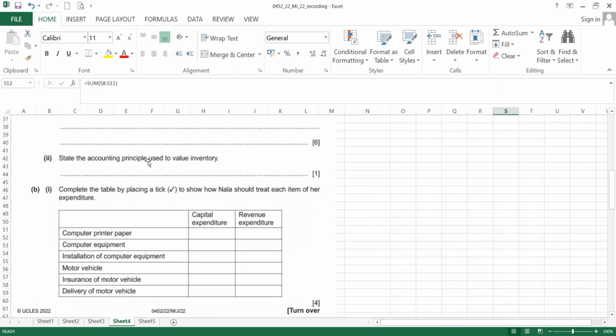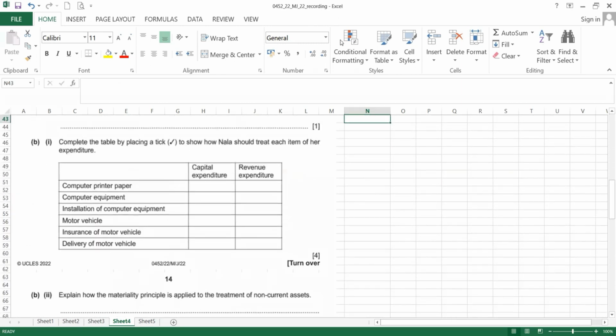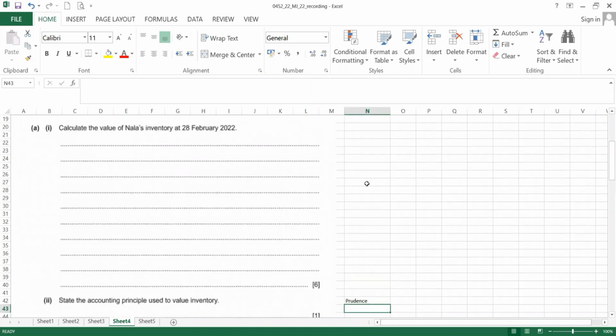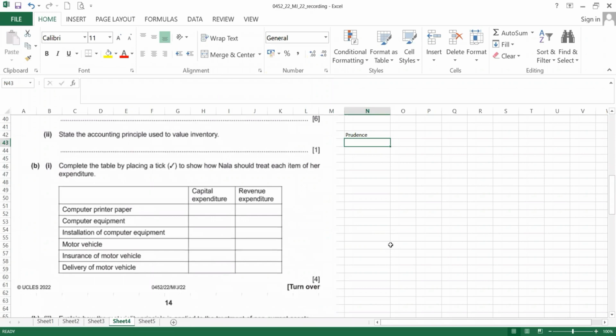Okay, now state the accounting principles. This is the prudence concept. Okay, prudence. Okay, complete the following, whether it should be treated as an expenditure or not. Okay, let's see what industry she's in. Okay, Nasla is a trader who buys and sells stationery. So take notes, this is a stationery.